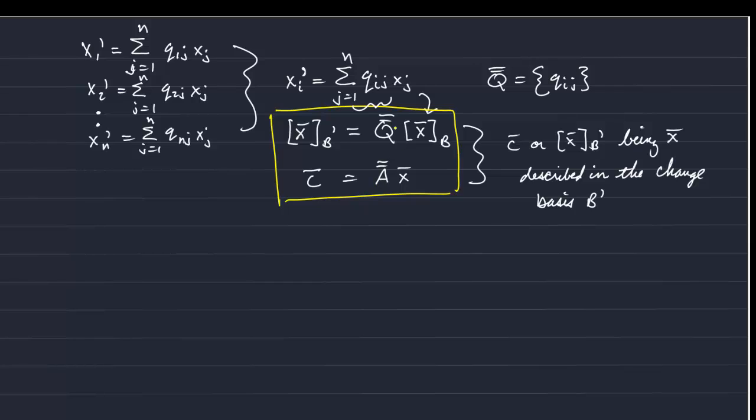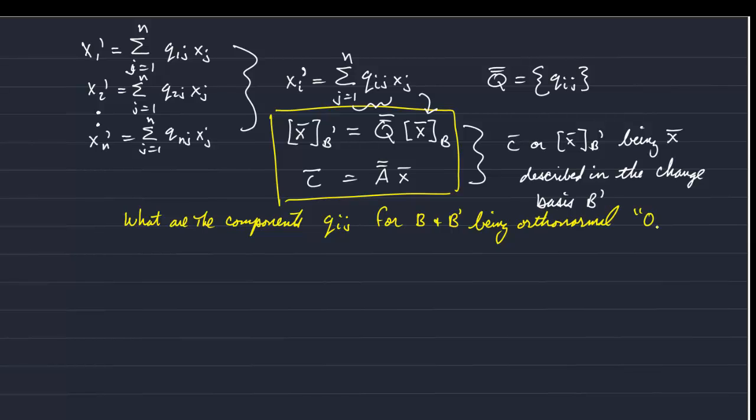So now let's figure out how to determine what each of these components of this transformation matrix is. And here we're going to consider b and b prime being orthonormal. In other words, the base vectors are all unit vectors and they're each orthogonal to each other.